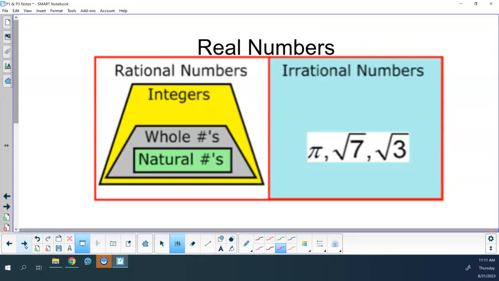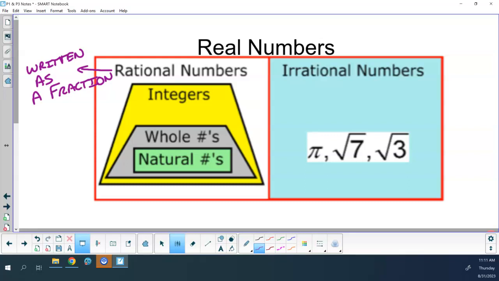Just a refresher, you don't have to write this down, but there are two different kinds of numbers out there. There are rational numbers and there are irrational numbers. Rational numbers can be written as a fraction. Any number that can be written as a fraction is rational. Any number that can't be written as a fraction is irrational.